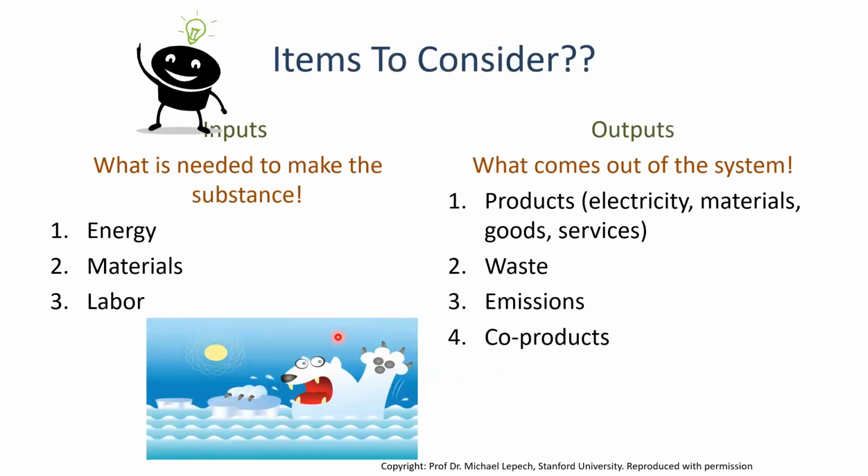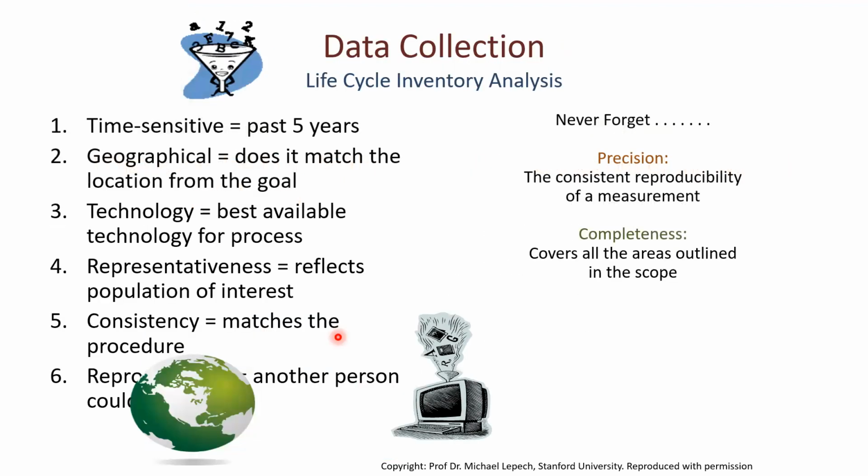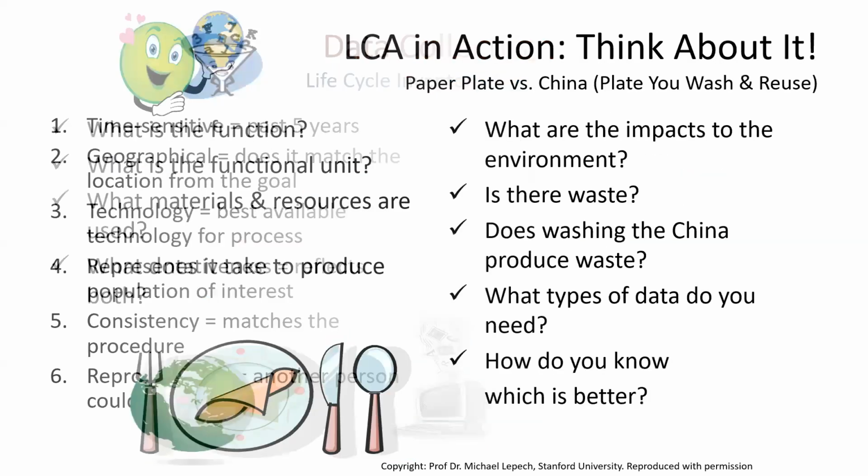So items to consider: what are the inputs, what are energy, material, labor, output, products, electricity, material, waste, emissions, co-products and all. So we have to collect data. Data, we try to collect time-sensitive data, past 5 years, geographical data, best available technology, representative data, consistent data, and also on and so forth. Never forget persistence, completeness, and all that.